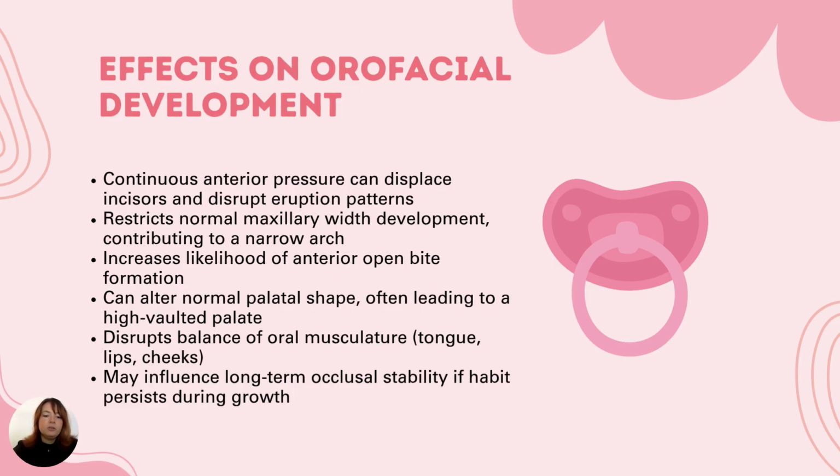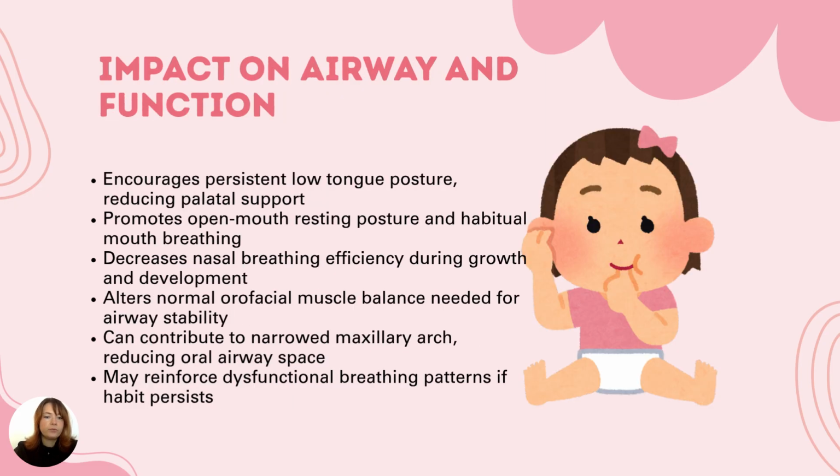It can alter the normal palatal shape, often leading to a high vaulted palate, disrupts the balance of the oral musculature, the tongue, lips, and cheeks, and may influence long-term occlusal stability if the habit persists during growth. So if they don't stop by age 3, then more negative outcomes will happen from the thumb sucking or pacifier use. So, the impact on airway and function.